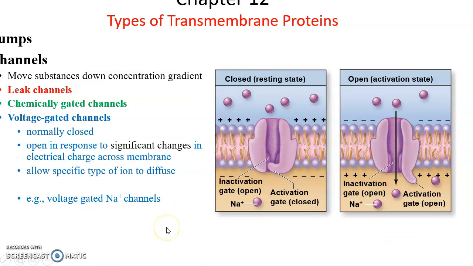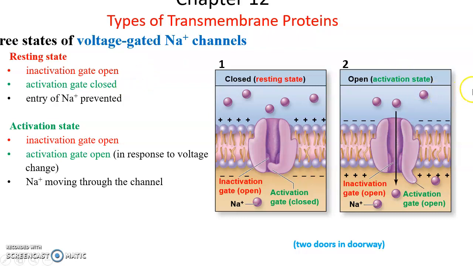Then you have voltage-gated channels. Voltage-gated channels will open when the charge, the voltage around that transmembrane protein, changes and activates it. So here it is inactive and closed, nothing's happening. Change in charge causes the opening of the gate. So now, in this case, sodium ions are moving from high concentration to low concentration, flooding into the cell. So voltage-gated sodium ion channels, voltage-gated potassium channels, voltage-gated calcium ion channels all exist.